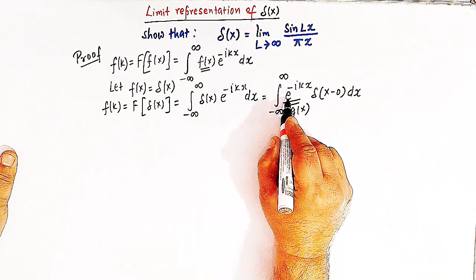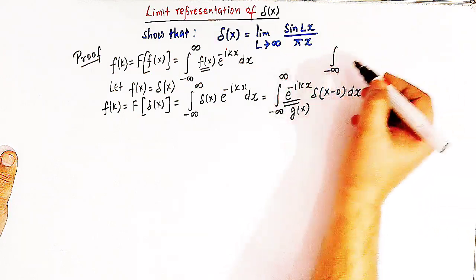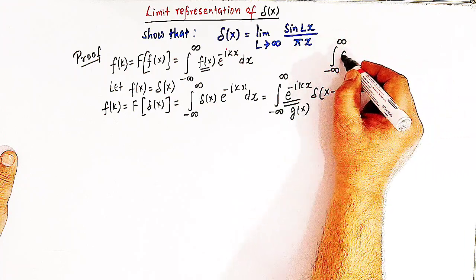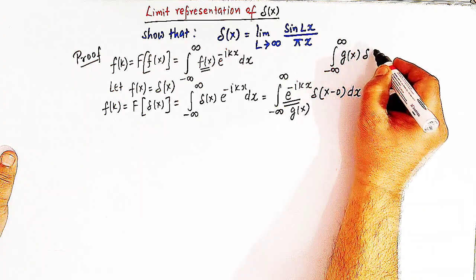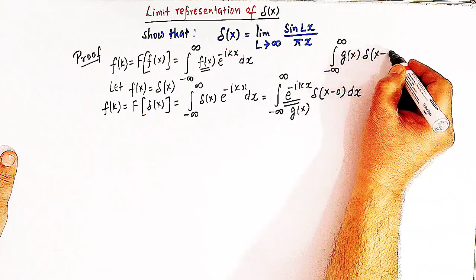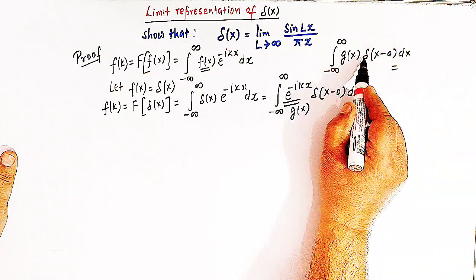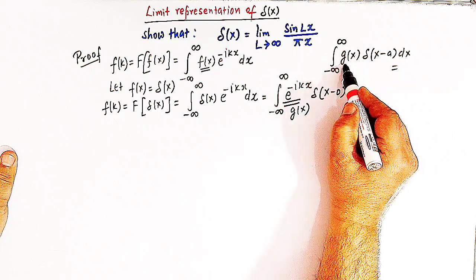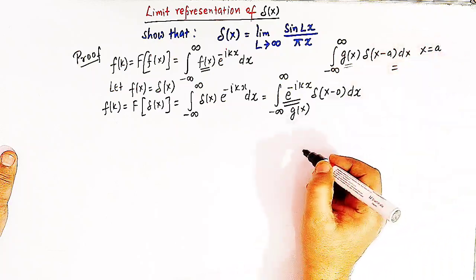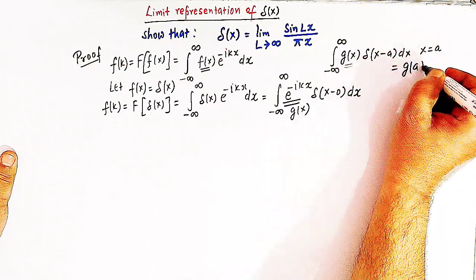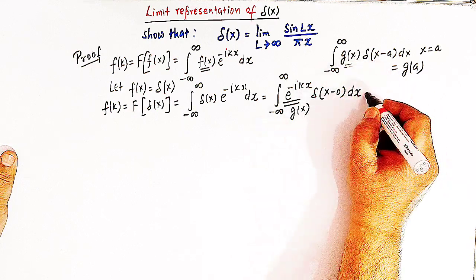So now we can take this exponential function as g(x), right? So to evaluate this integral, we'll make use of this definition: the integral from minus infinity to infinity, and if we have some function g(x) associated with the delta function, that is, delta(x minus a) dx, then the value of this integral is equal to the value of this function at the point x equal to a, right? So we have g(a). So now using this concept, we can evaluate this integral.